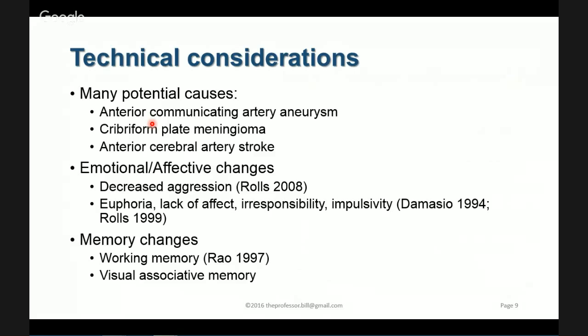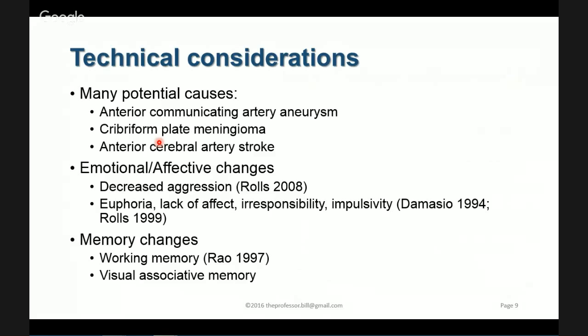But we know that this area can undergo damage for a variety of reasons. We know that you can have a cerebral artery stroke in the anterior region. You know that you could have a meningioma. You could have damage or blood vessel expansion in the cribriform plate in that region. For whatever reasons, this area is very vulnerable to damage.